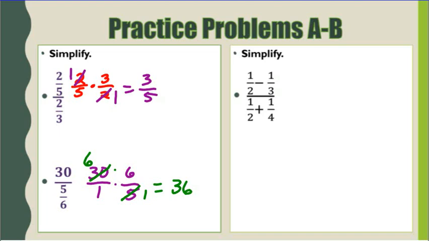Next one, we need to simplify the numerator and denominator first. So the common denominator of 2 and 3 is 6.